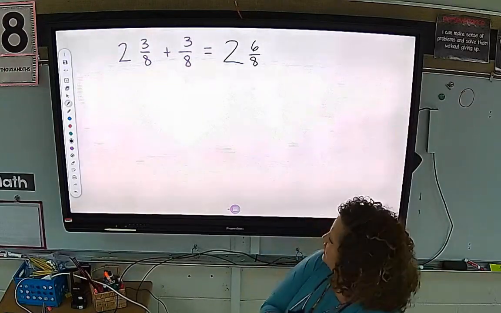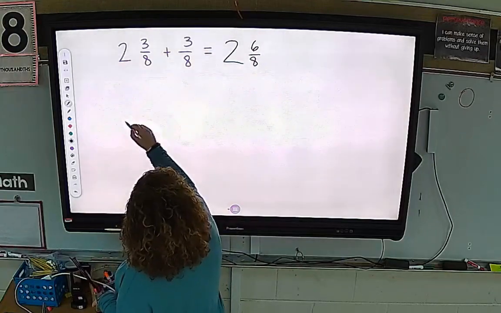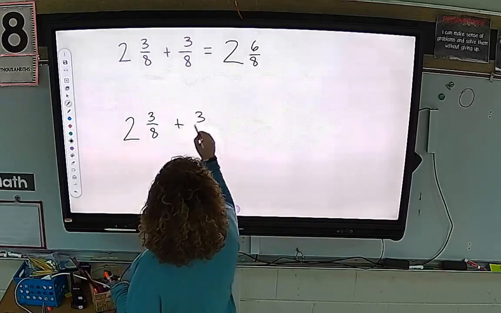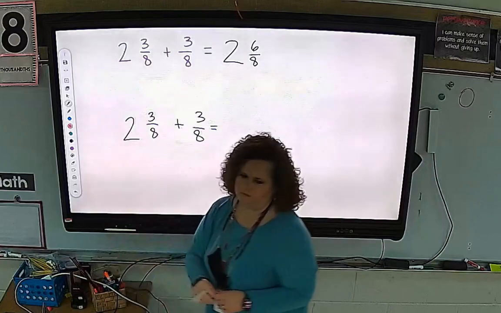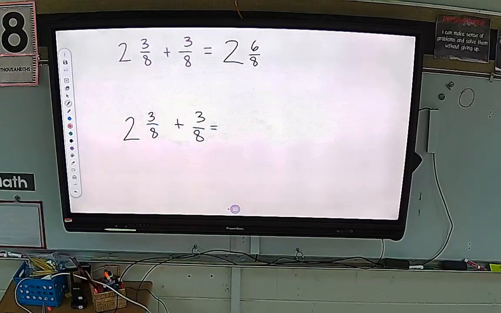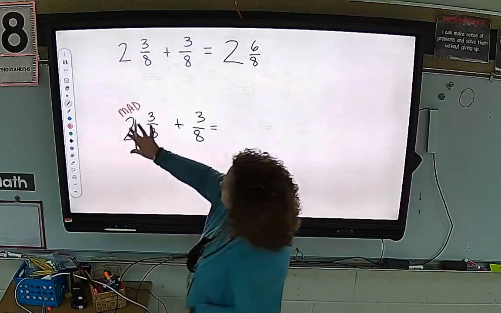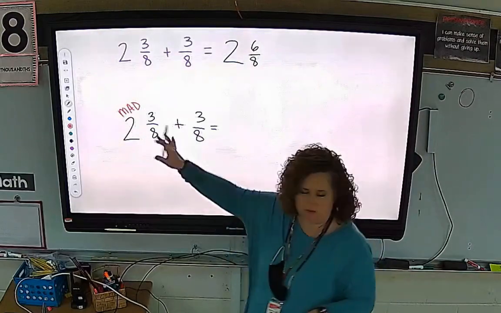All right, let's try the other way. So rewrite the problem. 2 3/8 plus 3/8. Okay. Now this time we're going to change that mixed number to an improper fraction. And this is probably the most common way to do this. We're going to use MAD right here. And so write your new improper fraction just right under it. We're going to rewrite the problem once we change this.